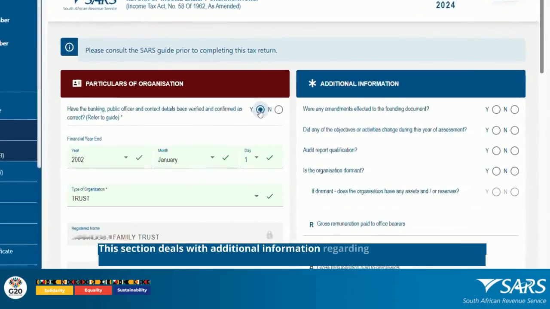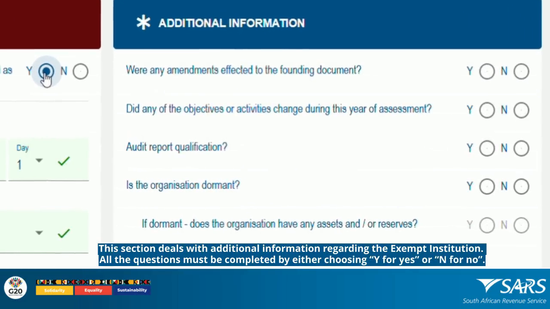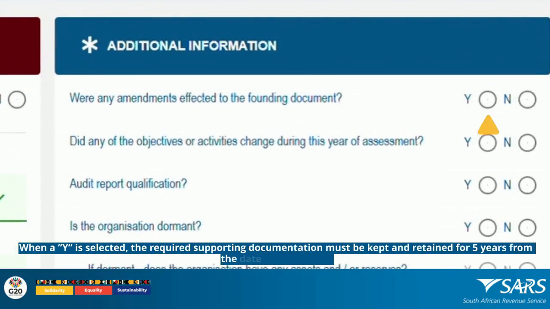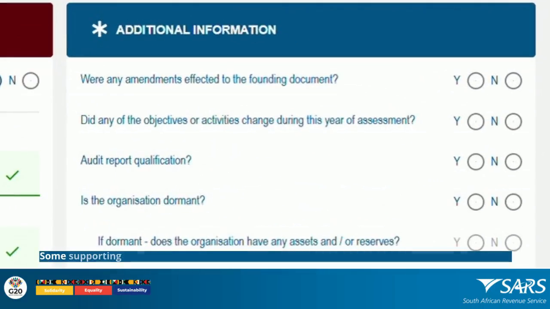This section deals with additional information regarding the exempt institution. All the questions must be completed by either choosing Y for yes or N for no. When a Y is selected, the required supporting documentation must be kept and retained for 5 years from the date of submission. Where there are changes to the founding document, objectives or activities, taxpayers must inform SARS within 21 business days. Some supporting documents may be required should your exempt institution be audited by SARS.